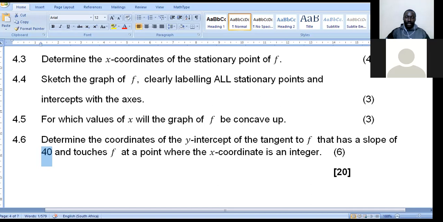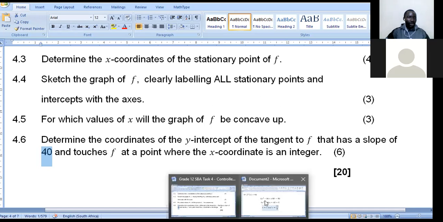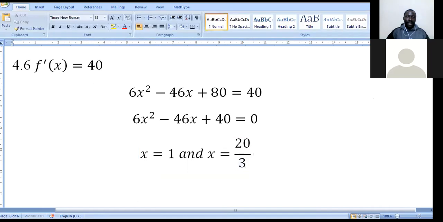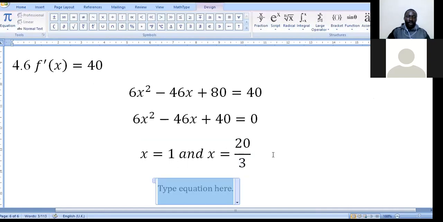I had already calculated, and I got these x values: x equals 1 and x equals 20 over 3. We are dealing with the integer, so we are going to ignore the 20 over 3. That's what the question is saying. So we are going to find f of 1. So let's find f of 1.